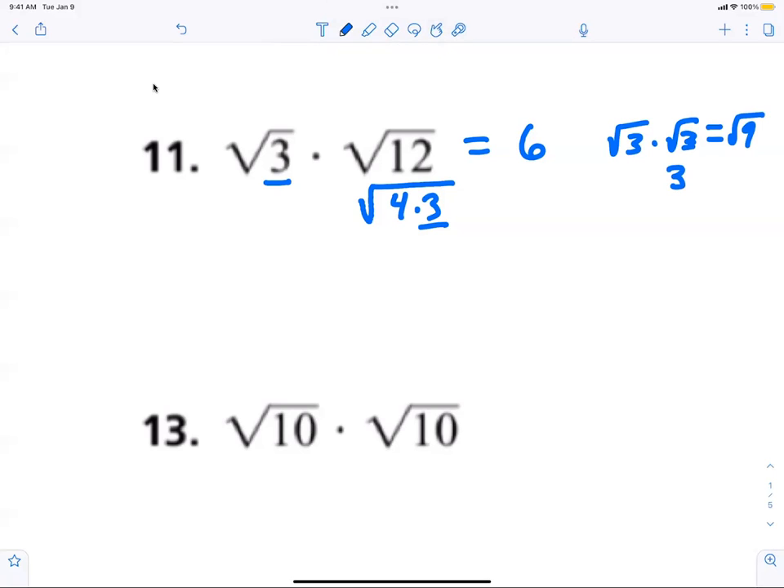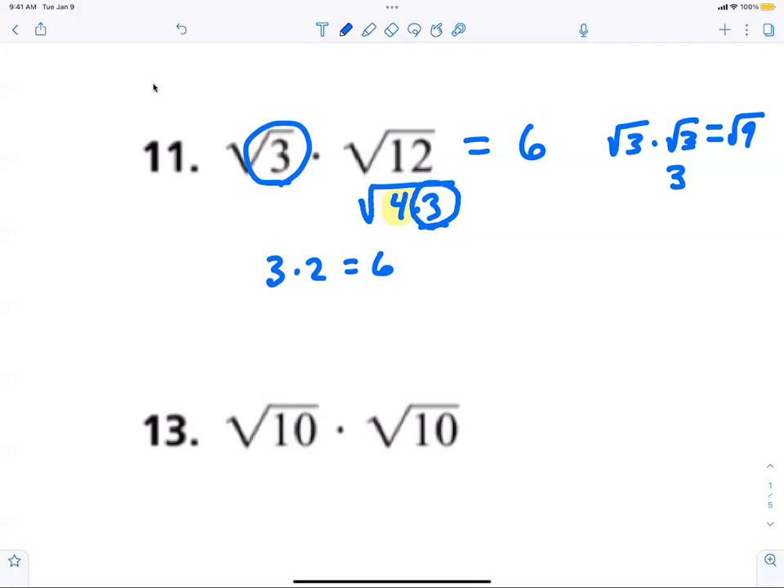Now here's what I'm saying. You can't be distracted. So I'm looking at this right here. Does everybody see a radical 3 and radical 3? What is that? Radical 9, and the square root of 9 is 3. And then what's the square root of 4? 2. So 3 times 2? 6. Okay, so some of you are like, well, can I just multiply it together?